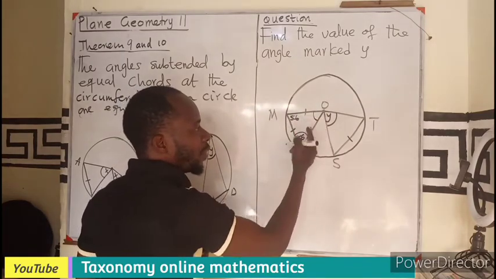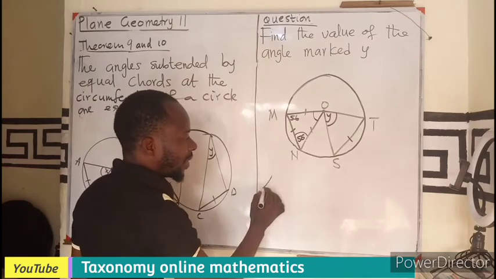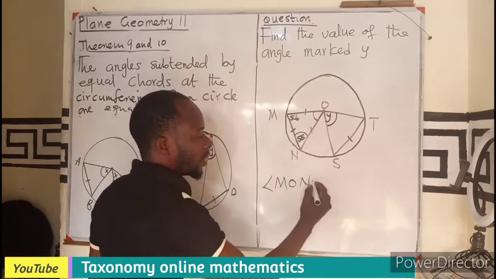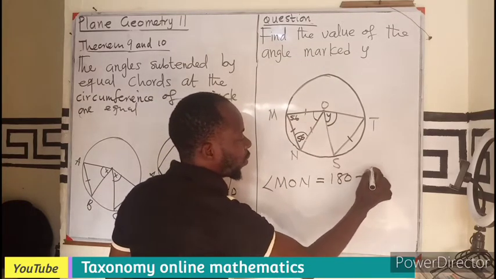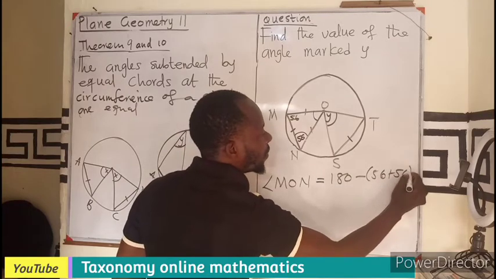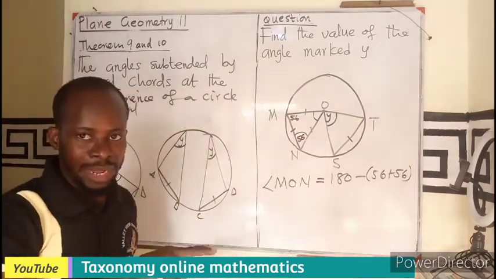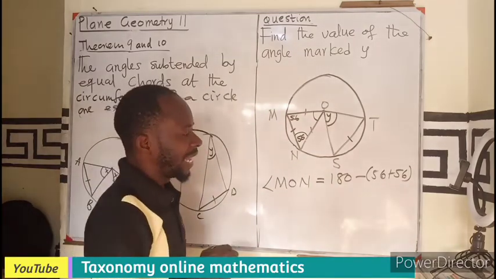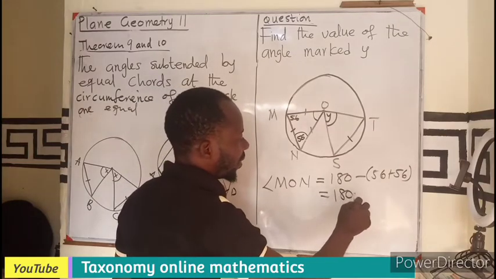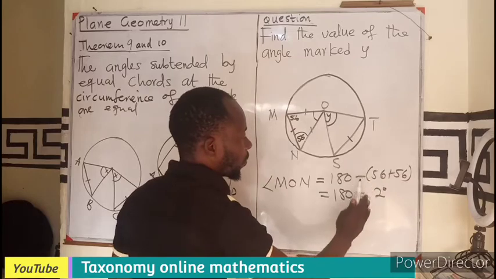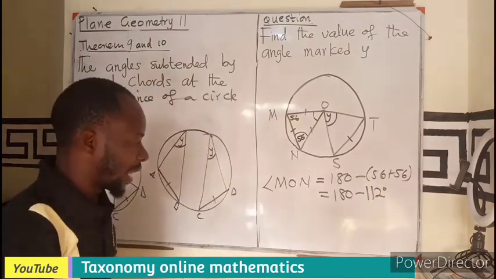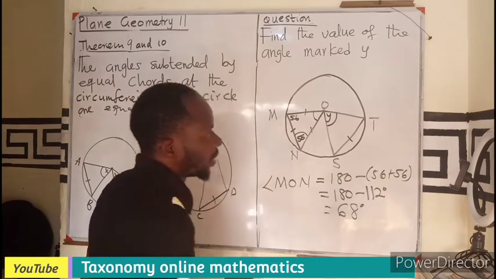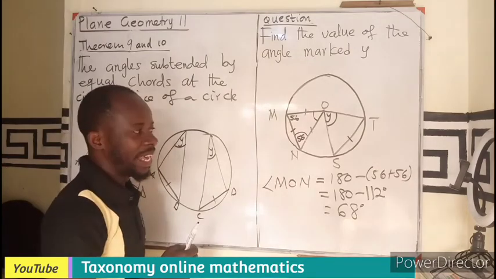Then I can find this angle, which is the same as this. So I can say that angle MON, which is this angle, is going to be equal to 180 minus (56 plus 56). These two angles are the base angles of an isosceles triangle. If you add that, you get 112. So 180 minus 112 is going to give us 68 degrees. Meaning this angle here is going to be 68.